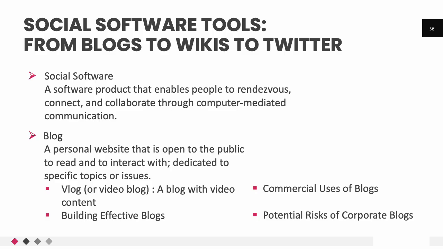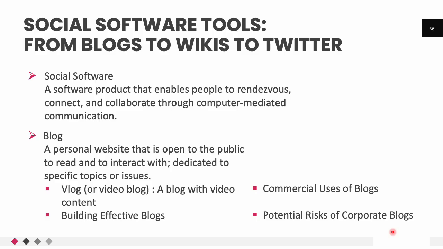All right, so next we look at a specific type of social software. We call it a blog, okay? And a blog is more like a personal website that is open to the public to read and to interact with. It's dedicated to specific topics or issues. In simple terms, we can imagine a personal online diary or a newspaper column, but anyone can read it and often leave a comment.